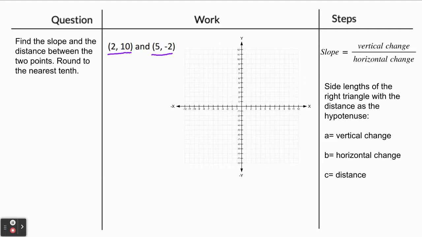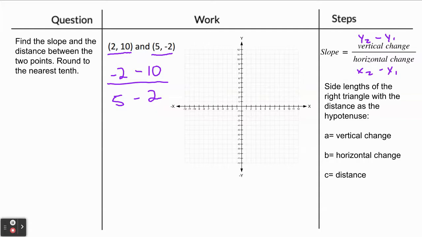So slope, a little bit of a reminder: we know that it's the vertical change over the horizontal change. So remember, we had this formula, y2 minus y1 over x2 minus x1. Again, that's one way to find the slope here. In this case, y2 is -2, y1 is 10, over x2, which is 5, minus x1, which is 2.